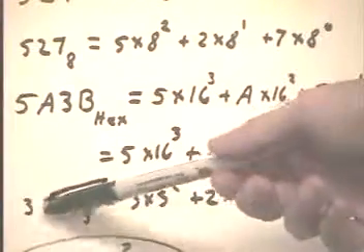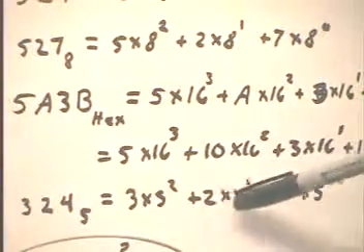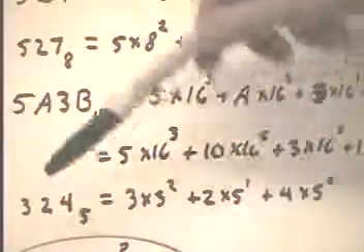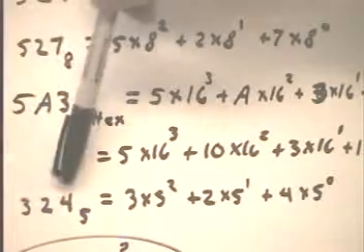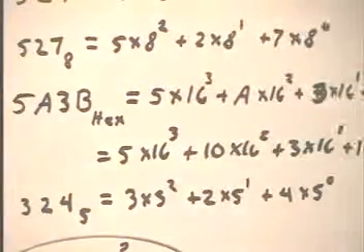324 base 5, what's that mean? It means 3 times 5 to the 2nd plus 2 times 5 to the 1st plus 4 times 5 to the 0. We start here, we know this is a 0 power, then this is a 1st, this is a 2nd. So we move actually from right to left, building up from the 0 power.